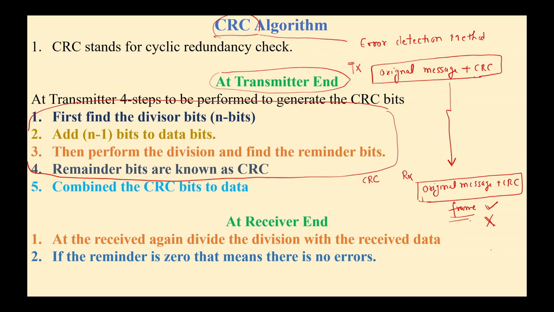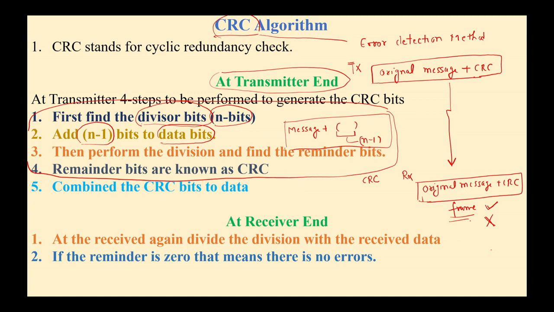First step, you have to find out how many bits are in the divisor. If the number of bits in the divisor is n, then we take n minus 1 bits, and these n minus 1 bits are included in the data. So your message plus some extra data, and this data size is n minus 1. This is the complete message.